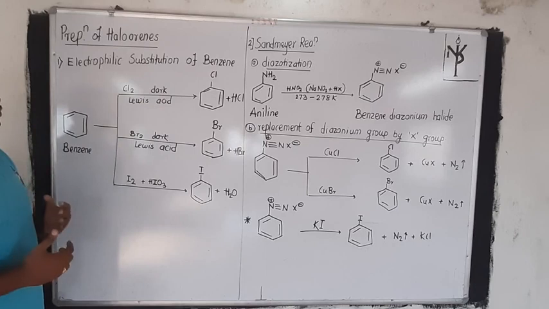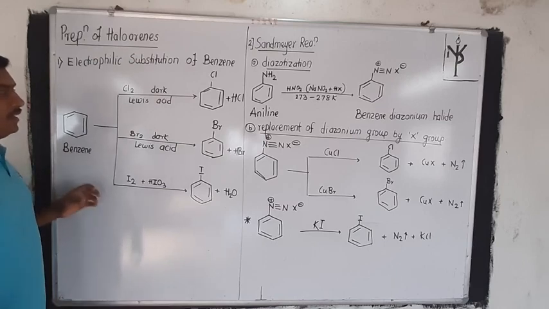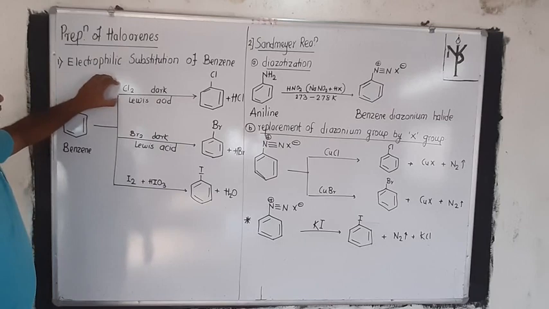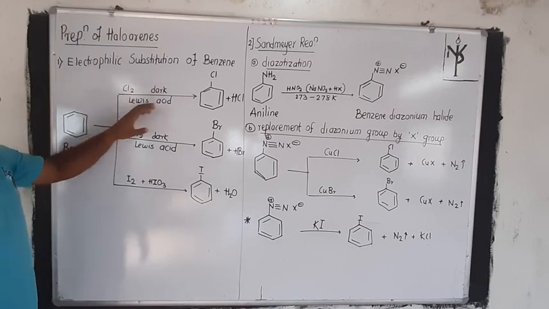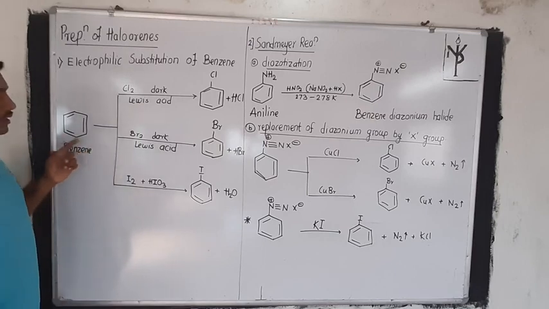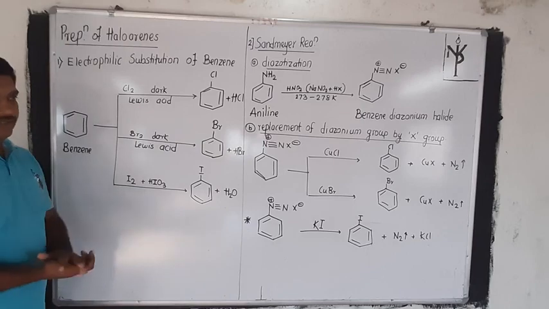If we are asked a question like how will you prepare chlorobenzene from benzene, then write the first reaction: benzene with chlorine, dark condition, Lewis acid produces chlorobenzene. If we are asked bromine, then write the middle reaction. If iodine is asked, then the last reaction.